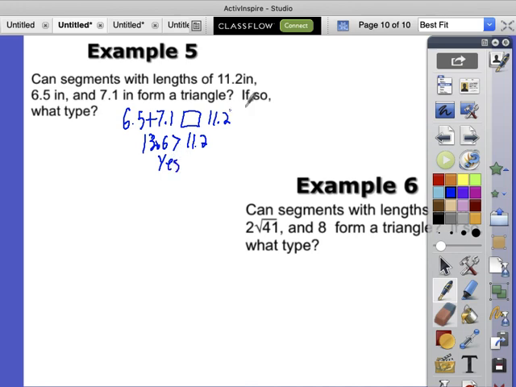Now we need to figure out what type. So to figure out what type, we put it into the converse of the Pythagorean theorem, which is really the normal Pythagorean theorem, and we just check to see what happens. So the two smallest sides again, 6.5 squared plus 7.1 squared equals 11.2 squared. Jeepers.